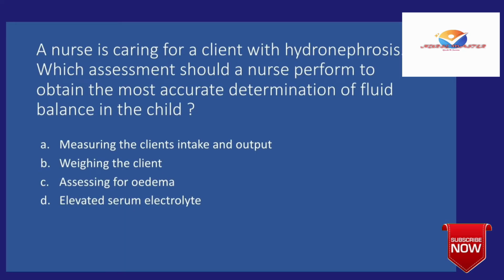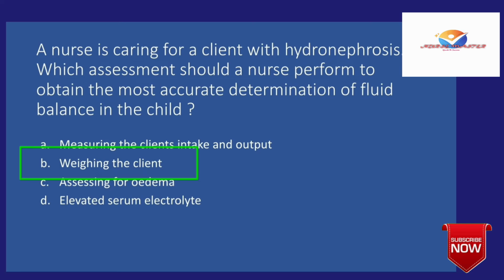A nurse is caring for a child with hydronephrosis. Which assessment should a nurse perform to obtain the most accurate determination of fluid balance in the child? Option A, measuring the client intake and output. Option B, weighing the client. Option C, assessing for edema. Option D, elevated serum electrolyte level. The correct answer is option B, weighing the client.